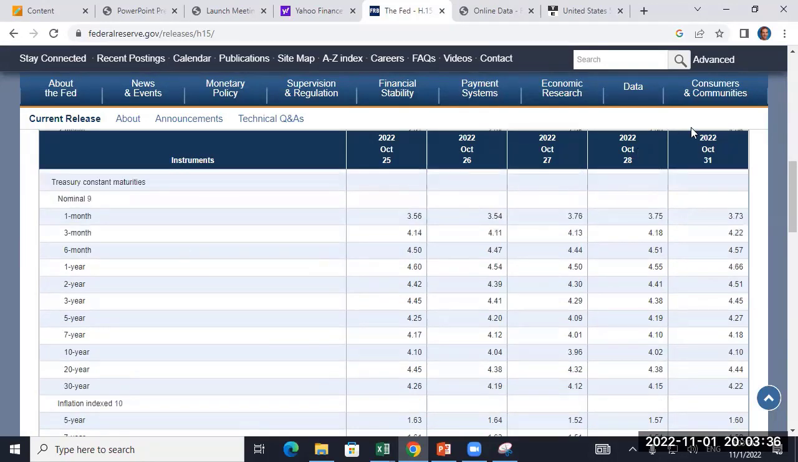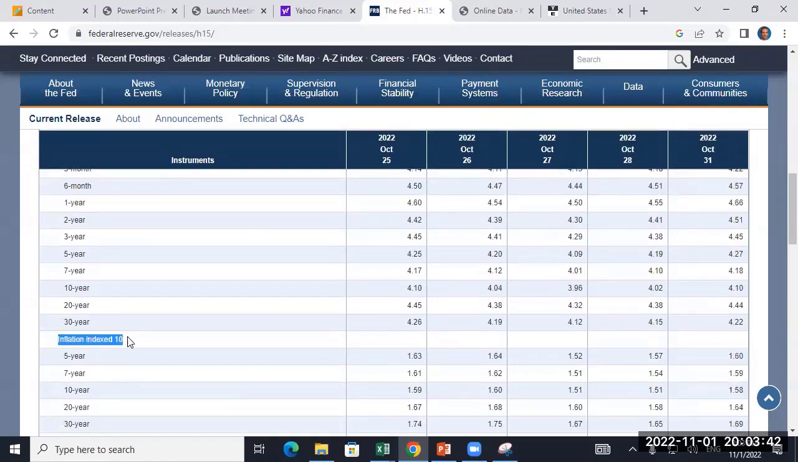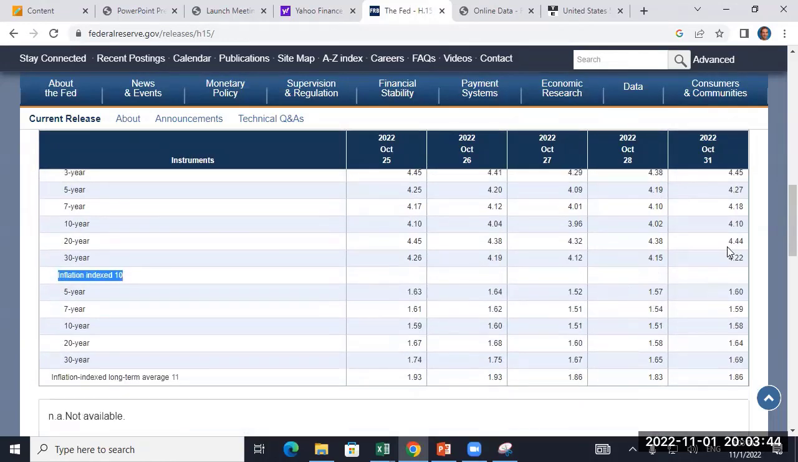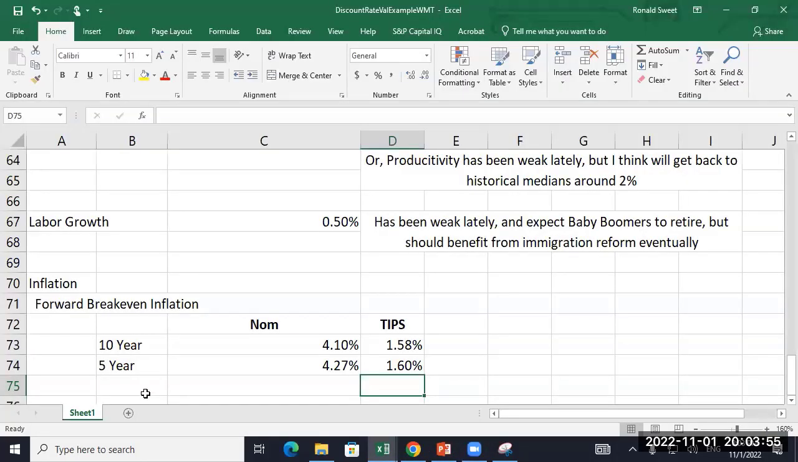But y'all see how we did that? There's October 31st. Constant maturity, those are nominals. And inflation, there's your inflation. So you just need the 10-year, 4.10, the 5-year, 4.27, the 10-year, 1.58, the 5-year, 1.60. Then you do the forward rate.